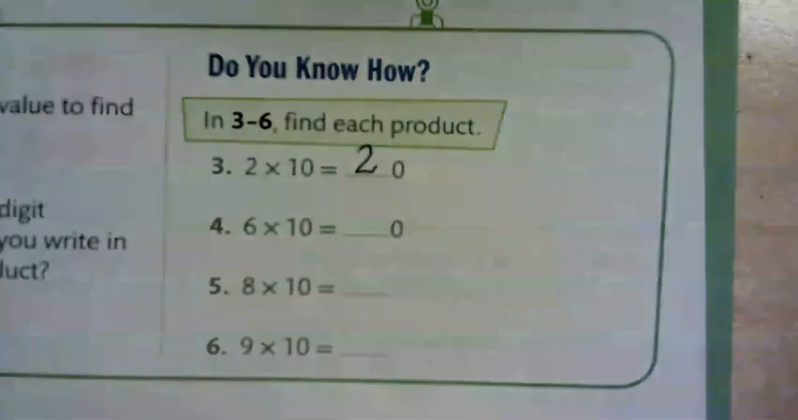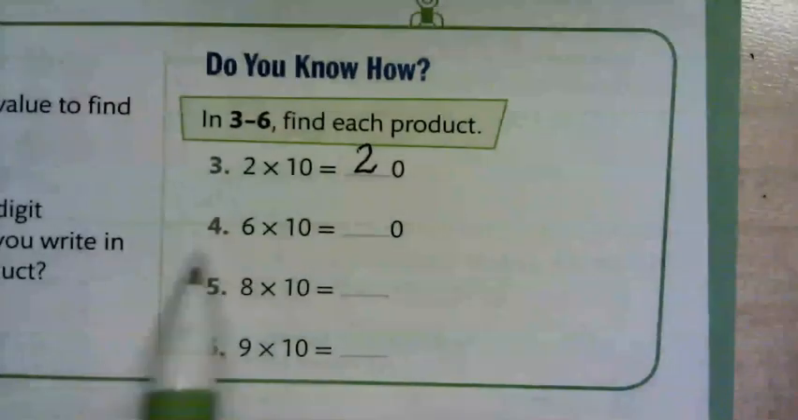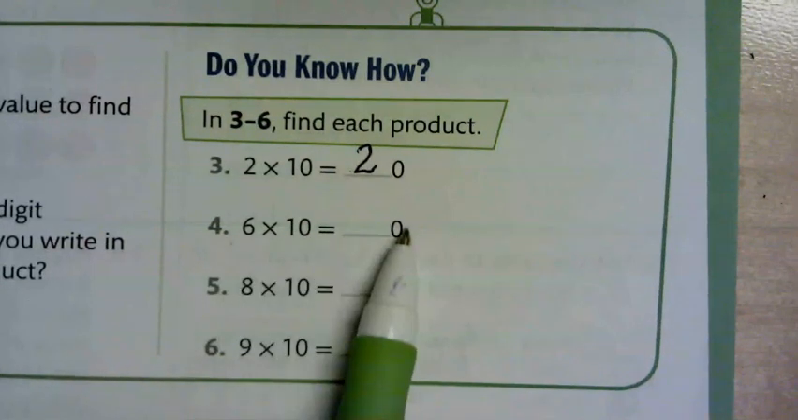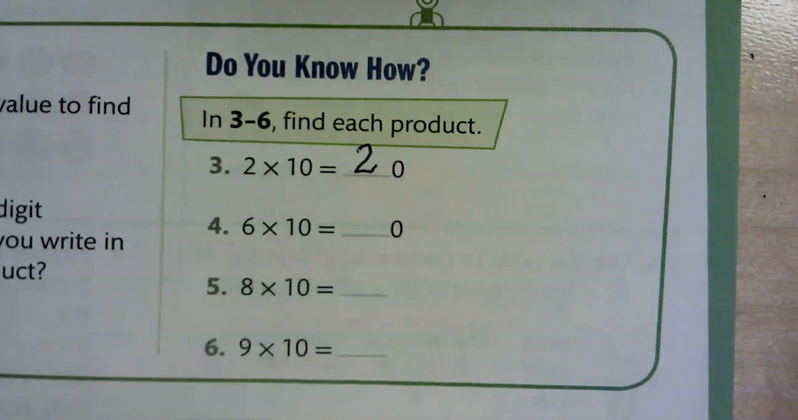Could you go ahead and try out number 4 right now on your own? Take a look at that one right there, 6 times 10. They've already put a 0 in there, so what's our tens place going to be? Go ahead and do it now.